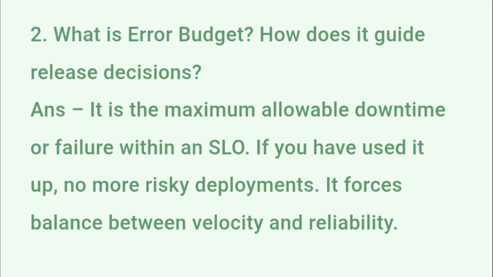So the error budget is the amount of failure or downtime we can afford without breaking our service level objective. Let's say, for example, a 99.9% uptime SLO is there, we get 0.1% of downtime, which is allowed per month. If this is used up, we freeze risky deployments and focus on stability. This gives the balance between innovation and reliability.